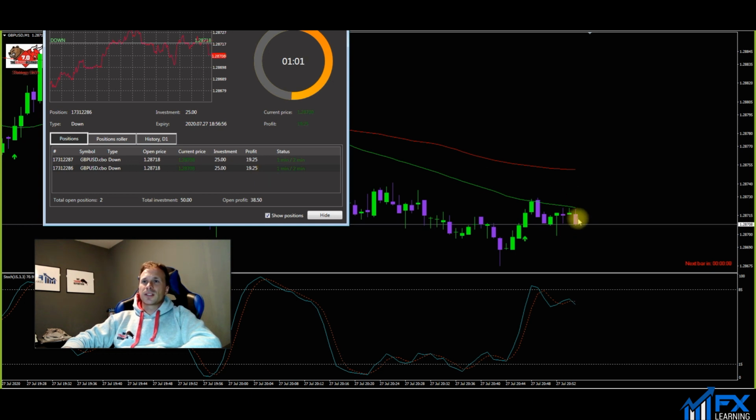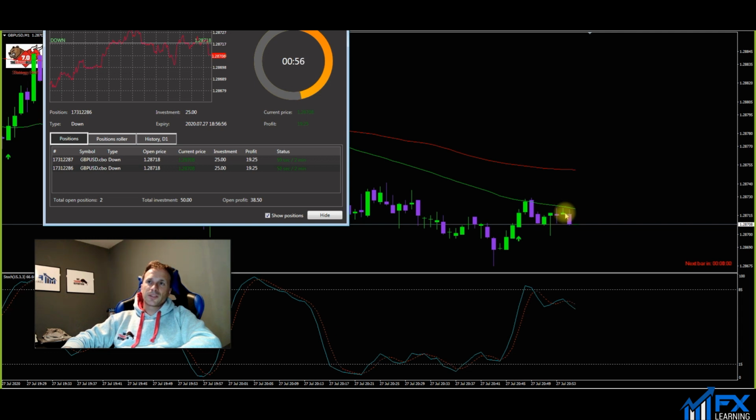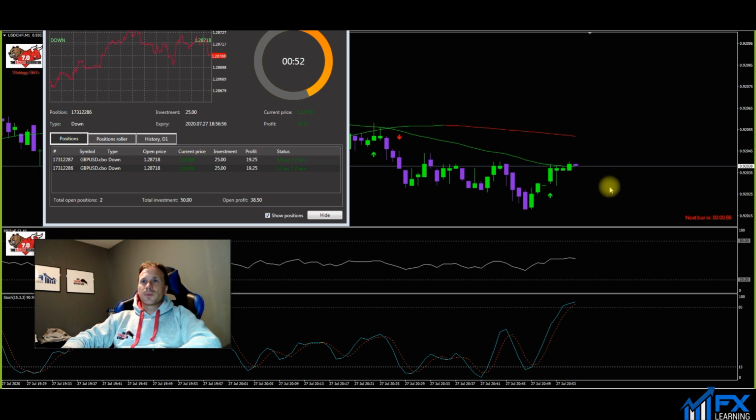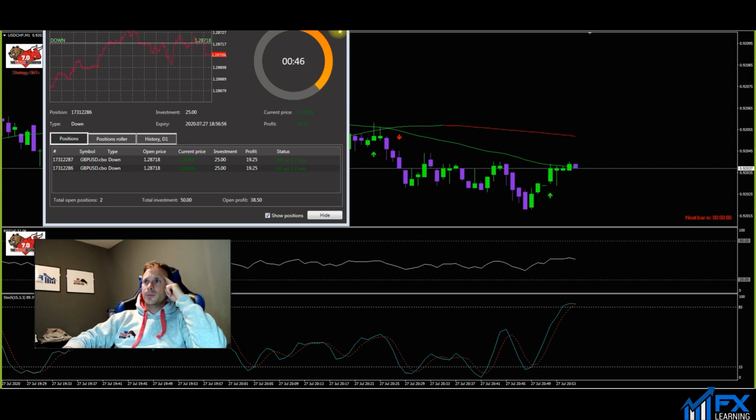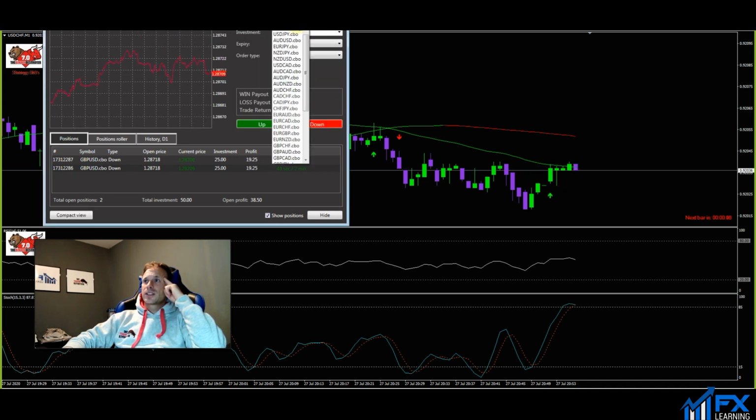Oh, there we go. See this nice little push down. See what I'm doing here? Using the stochastics and candlestick patterns. So that's in the money. So let me see what USD CHF's doing. Okay, USD CHF has entered that sell zone, which is good. So that's a really good confirmation now, and I can start to look for sell opportunities.